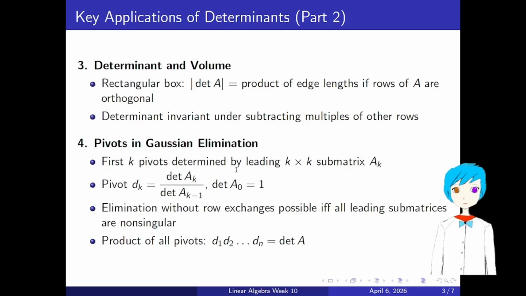Finally, we can use the determinant of the leading submatrix Ak to determine the pivots in Gaussian elimination. dk equals the determinant of Ak divided by the determinant of Ak minus 1. In this way, we can decide whether row exchanges are needed when we are performing Gaussian elimination. Moreover, even without Gaussian elimination, we can determine the pivot variables by using the determinants of the leading submatrices.